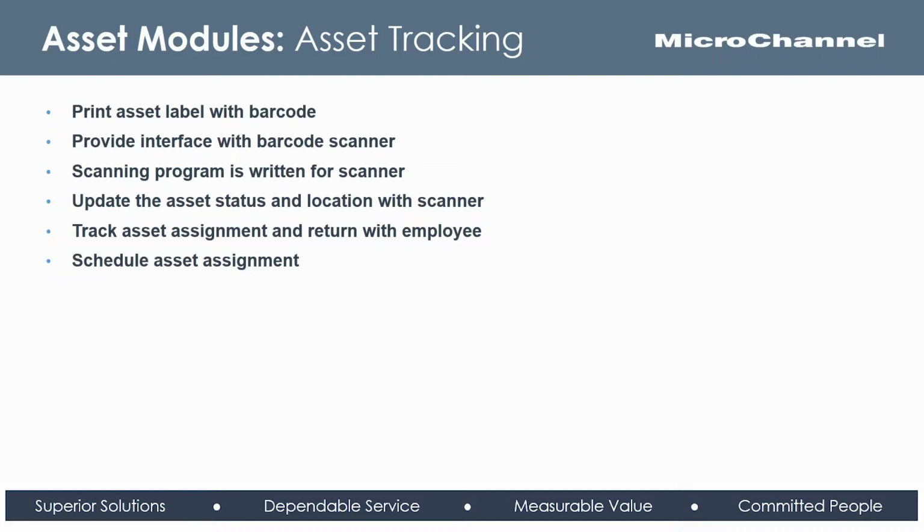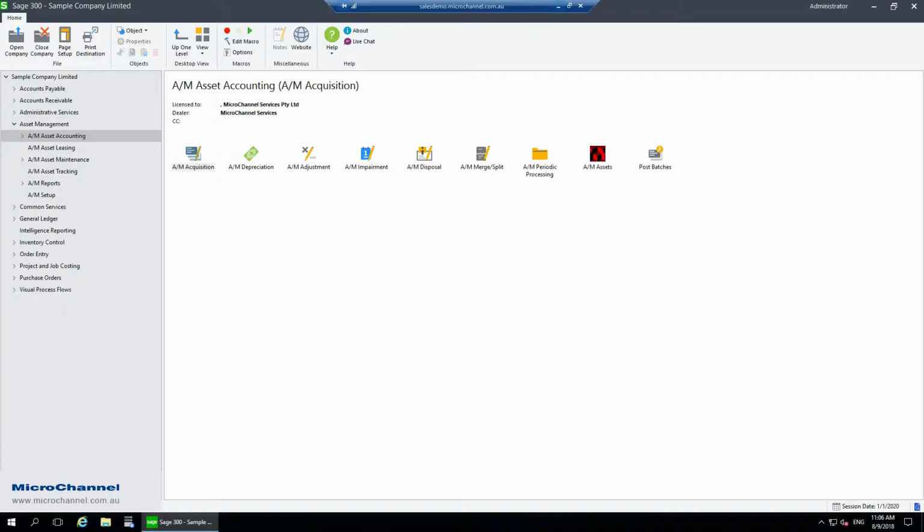So those are the 4 core modules of the asset management system. So what I'm going to do is take us through some of the key functionalities that will help us in saving data entry and time.